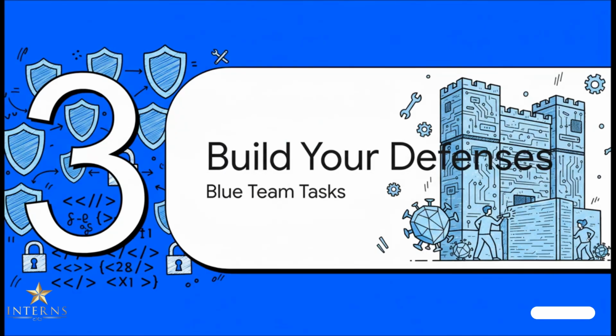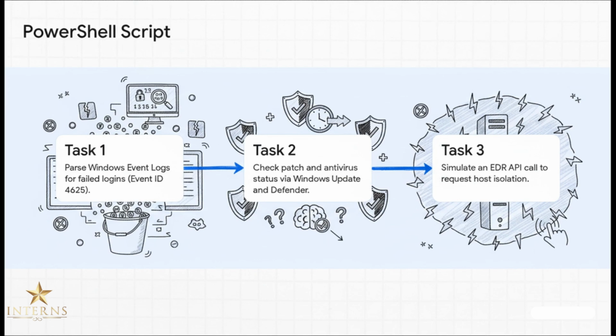All right, enough talk. Time to get our hands dirty. This section is all about your defensive tasks, what we call the blue team stuff. This is where you'll write the actual code that's going to protect your systems. So your first assignment is on the Windows side of the house. You're going to build a PowerShell script that acts like a junior security analyst.